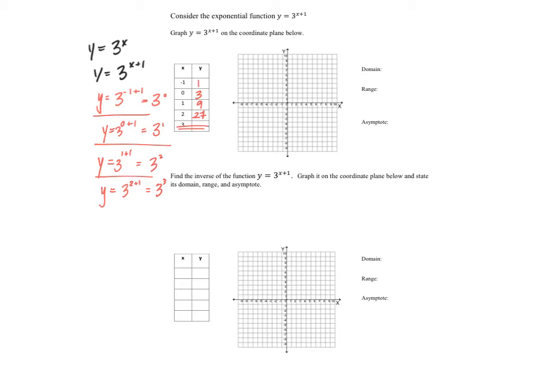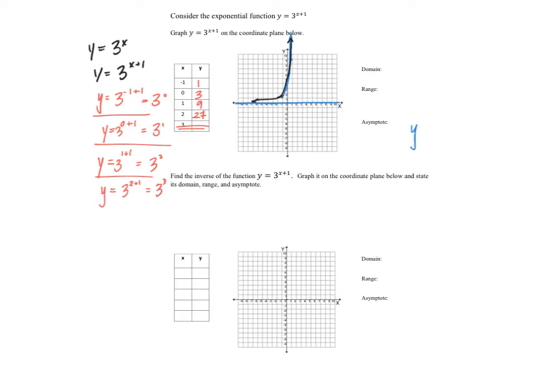Let's plot these points. Negative 1, 1, 0, 3, 1, 9. Already getting way off my graph, so I'm just going to connect these 3 points. And then this continues closer and closer towards 0. All right, horizontal asymptote, since there was no vertical shift, my horizontal asymptote is going to be on that x-axis.